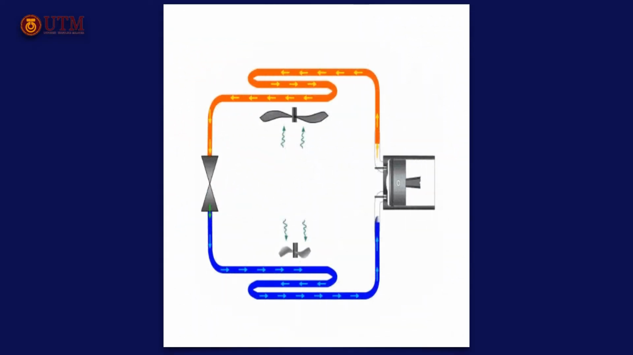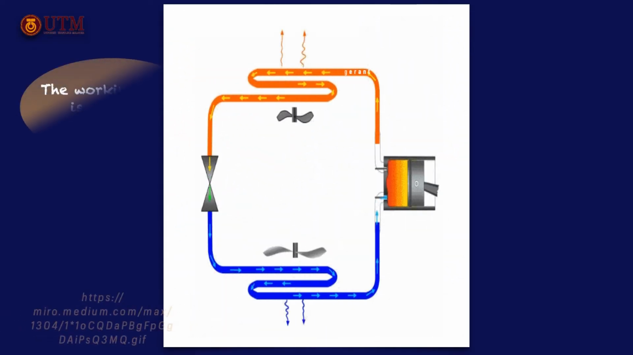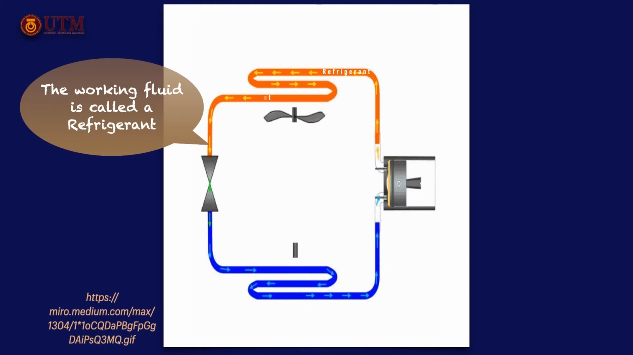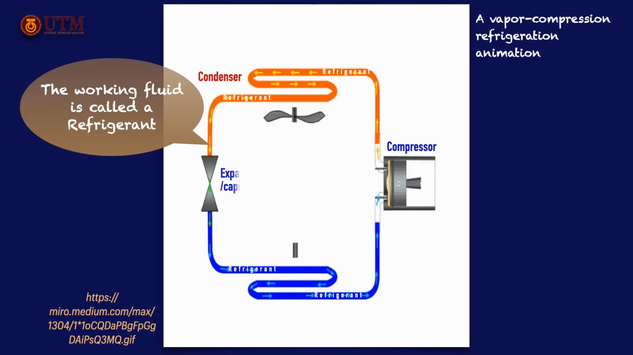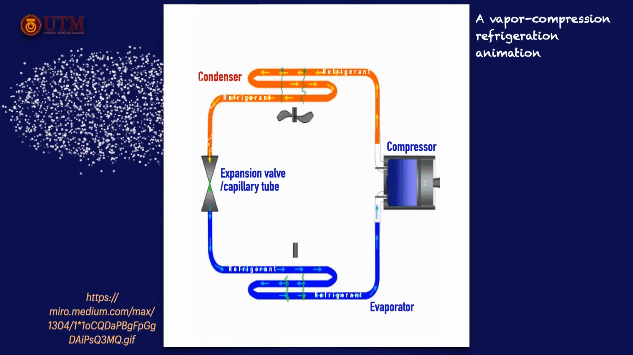Refrigerators, like heat engines, are cyclic devices. The working fluid used in the refrigeration cycle is called a refrigerant. The most frequently used refrigeration cycle is the vapor compression refrigeration cycle, which involves four main components: a compressor, a condenser, an expansion valve, and an evaporator, as shown in the given figure.